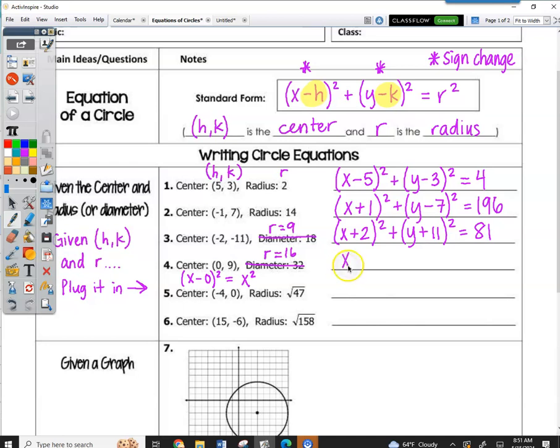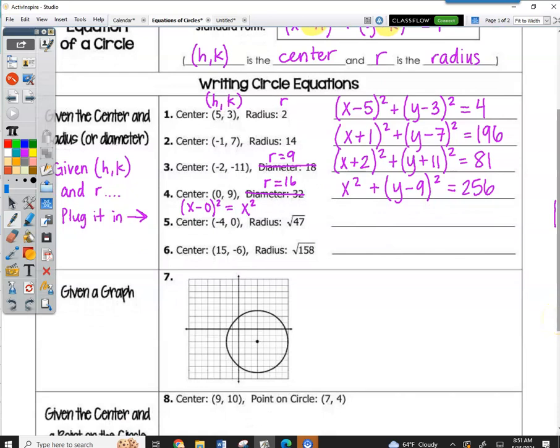So it's going to be x squared plus, k is 9, so it would be (y − 9)² equals, and then r is 16, 16 squared is 256. So look at the equation right here. Notice the difference. The parentheses are gone, and that's because the value that was after x is a 0.